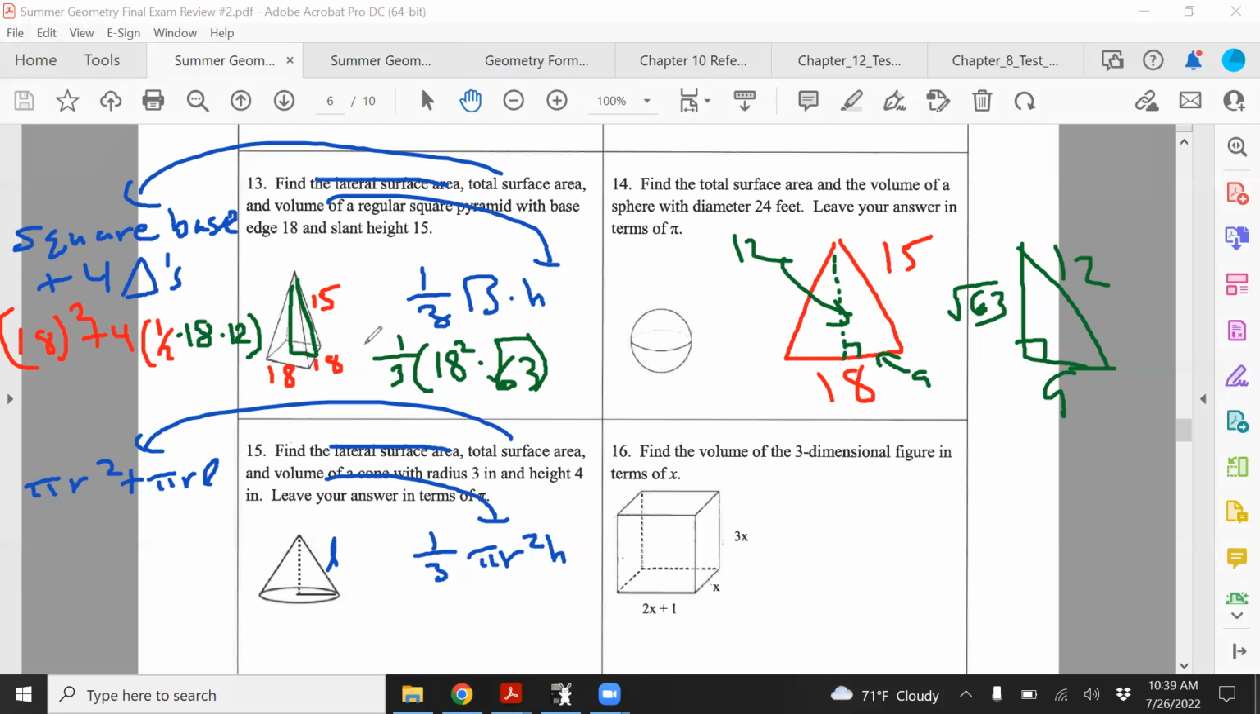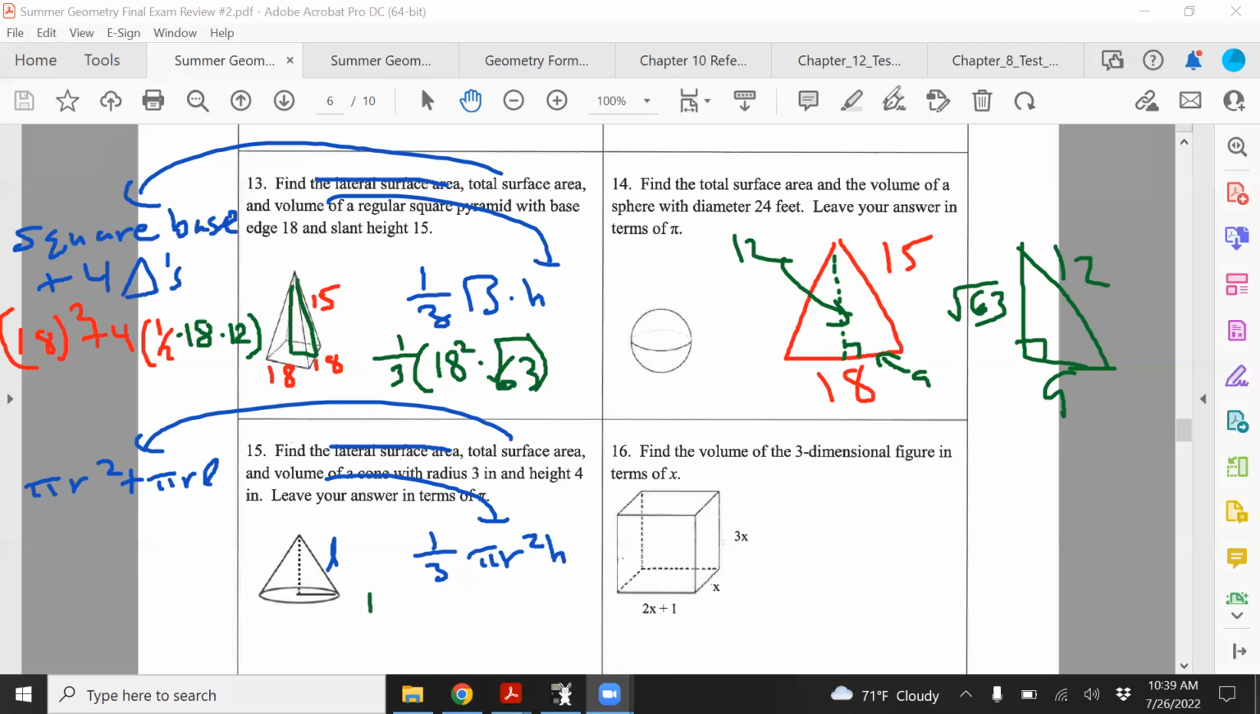I think the surface area was kind of a fair problem. I don't think that was too bad. And I would label the sizes. Okay, well, the slant height's 15. You've got to solve for the height of the triangle. Here, I think this is reasonable. Just plug and chug.